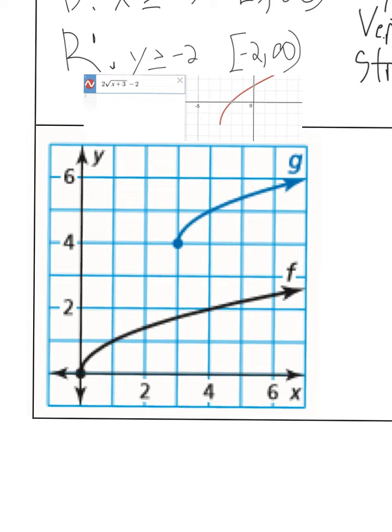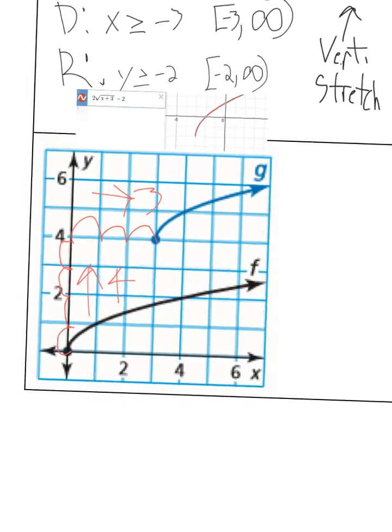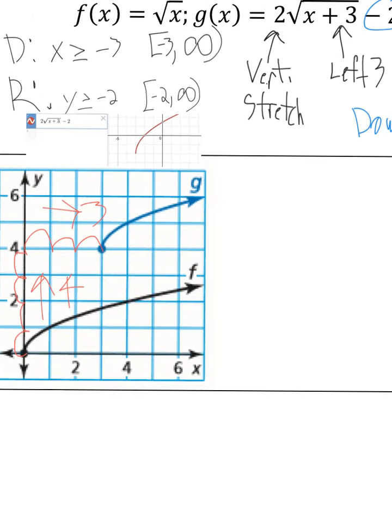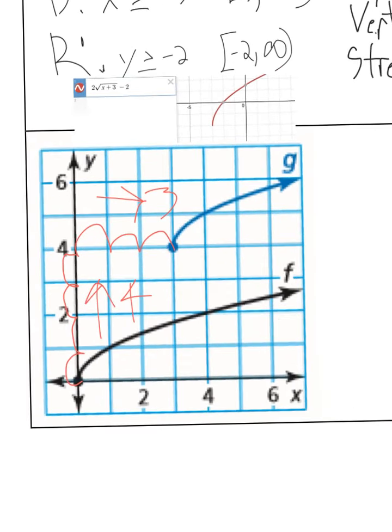So this next one, I'm identifying the transformations. It went up 1, 2, 3, 4 spots, okay? And then it went over 1, 2, 3 to the right. So I'm going to say, that's really all I need to say. I need to say it went up 4 and right 3.